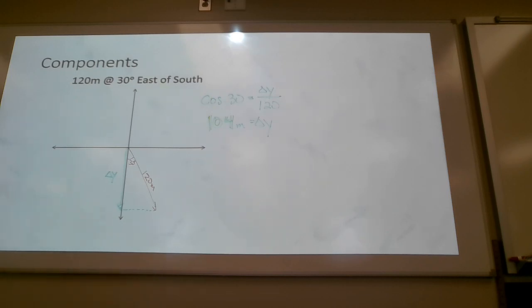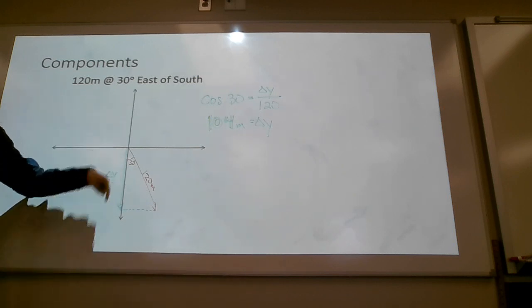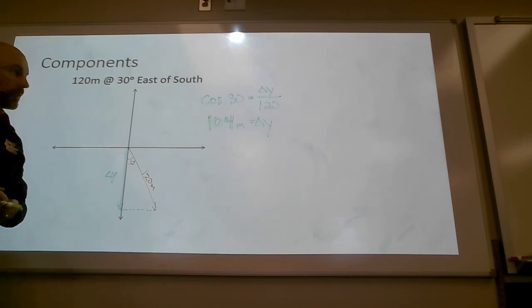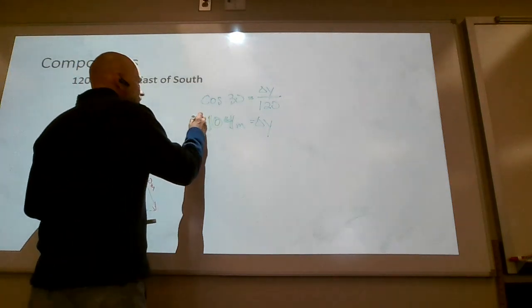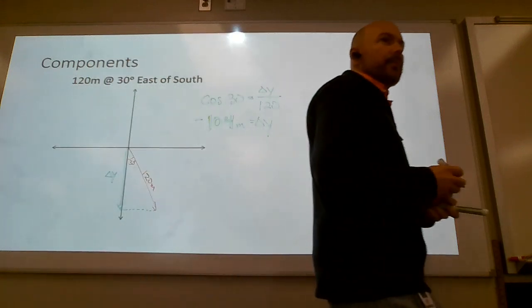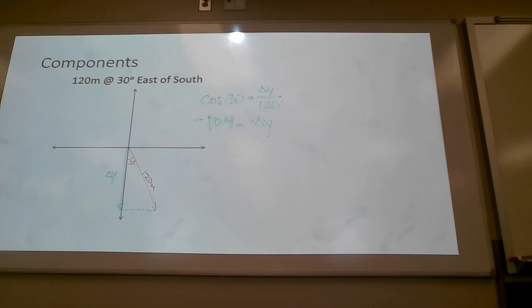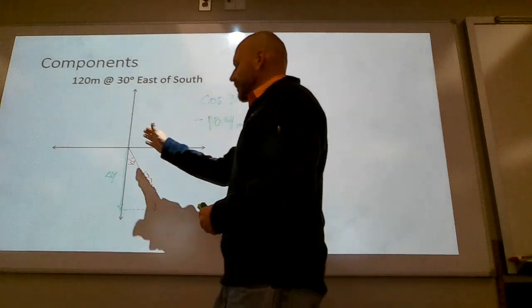104 meters. Okay. Now, is that going in the positive or negative y direction? Negative. How'd you know? Pointing down. It's going south. Okay. So we need to specify that. You could say either negative or south. Good with that? That's our y component. That's how much of our journey was purely in the y direction.